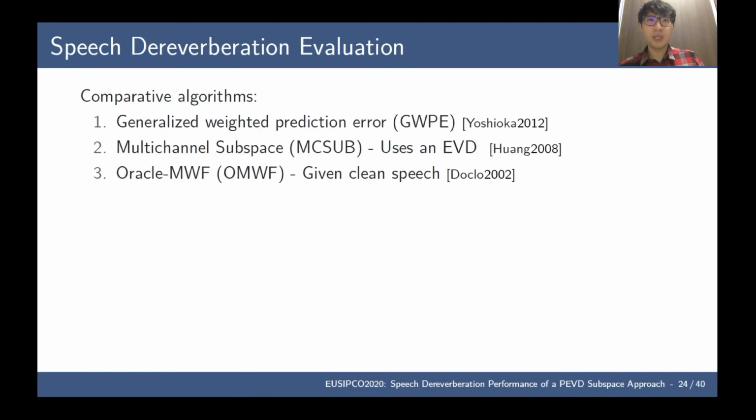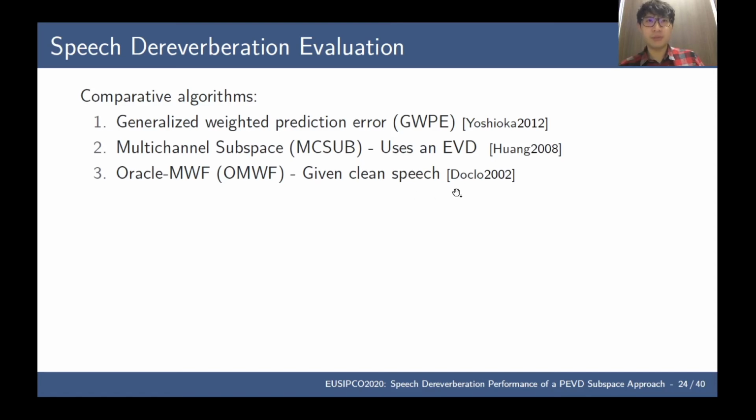The polynomial EVD approach is compared against the generalized weighted prediction error, GWPE, a well-known dereverberation algorithm, the multi-channel subspace algorithm which uses an EVD, and the Oracle multi-channel Wiener filter, OMWF, which has knowledge of the clean speech signal, and this establishes the upper bound performance.